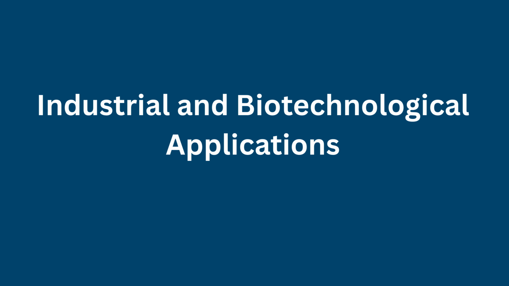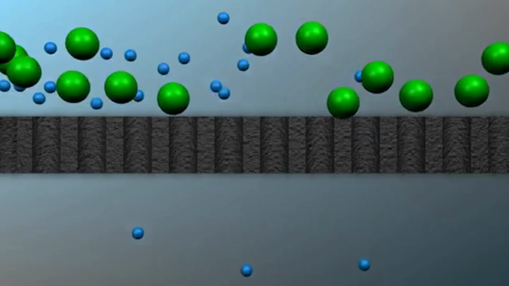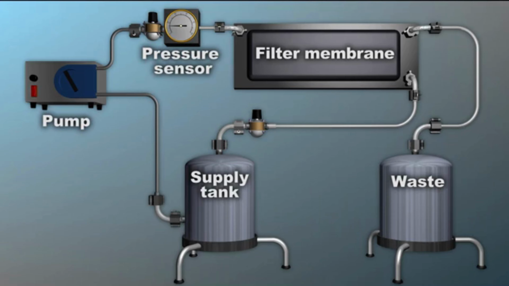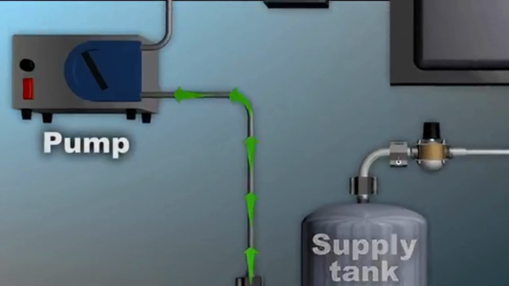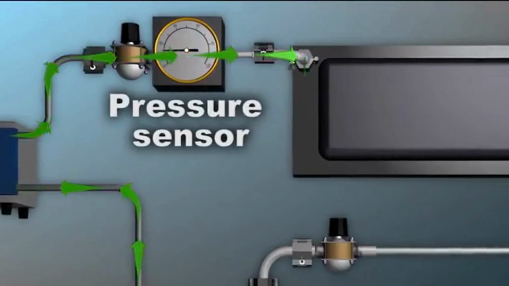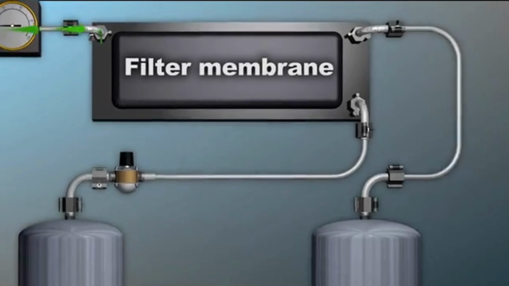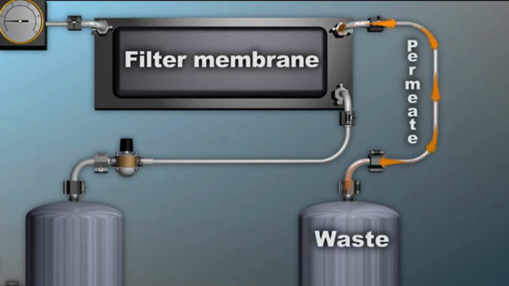Industrial and biotechnological applications. Tangential flow filtration has become indispensable across numerous modern industries. In biopharmaceutical manufacturing, TFF is widely used for concentration and diafiltration of monoclonal antibodies, recombinant proteins, vaccines, and gene therapy vectors. Ultrafiltration and diafiltration processes enable the removal of impurities, the exchange of formulation buffers, and the concentration of therapeutic products prior to final formulation and filling operations.